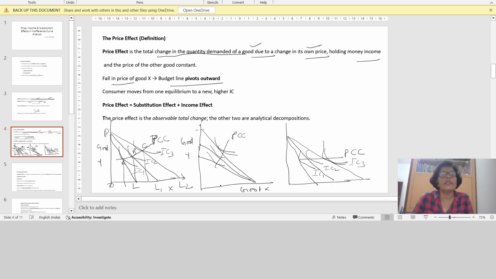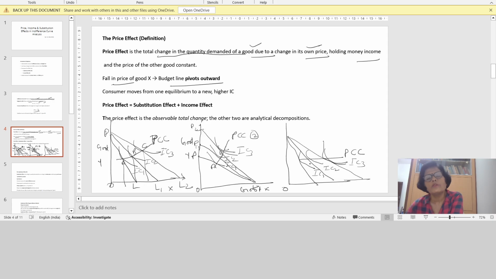Now in this second diagram you can see that the price of commodity Y is decreasing, so the consumer can purchase more units of commodity Y. The first price line is PL, now P1L and P2L, and the consumer moves from IC1 to IC2, IC3, and when we join all these points, this is known as the price consumption curve.